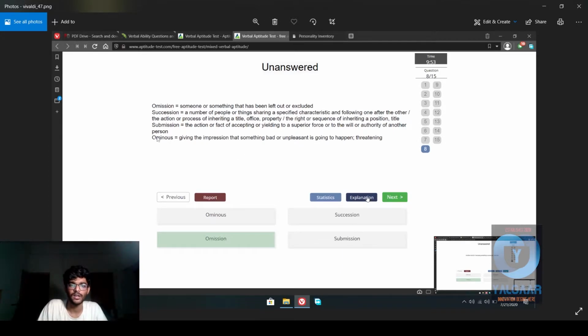So as I said, action or process of inheriting a title, office, property, right, or sequence of inheriting a position, title. Submission, the act or fact of accepting or yielding to a superior force or to the will or authority of another person. Ominous, giving the impression that something bad or unpleasant is going to happen, also known as threatening.